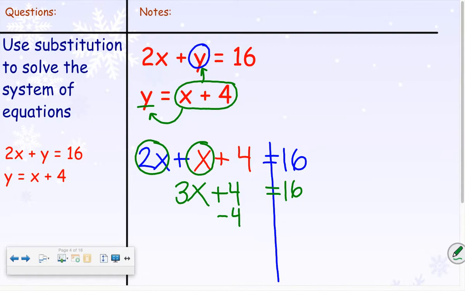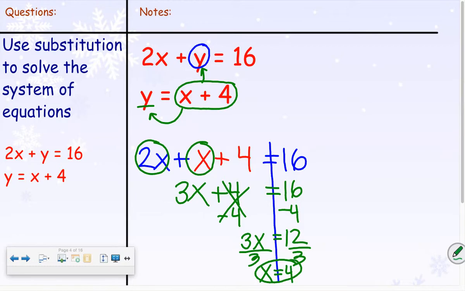Minus 4 on both sides. Divide both sides by 3. And x equals 4. So, my x coordinate for my answer is 4.